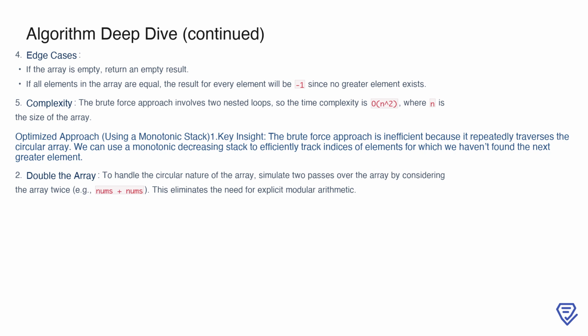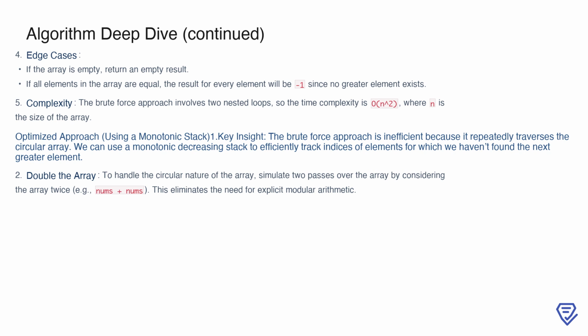However, this brute force approach has a major drawback. It involves 2 nested loops, meaning its time complexity is O(n²). This can become very inefficient as the size of the array grows. To improve upon this, we turn to an optimized approach that makes use of a monotonic stack.